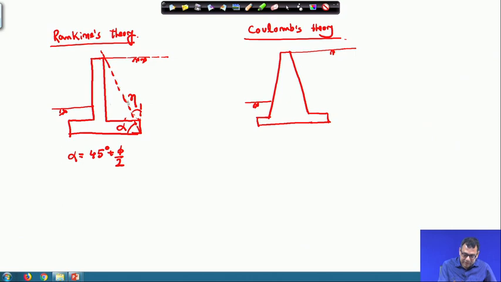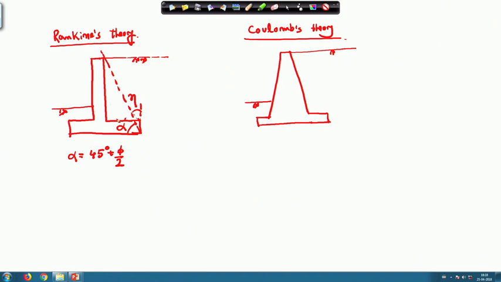So, this dotted line cannot pass through the stem of the wall, it will not pass through the wall. Okay. If it passes through the wall, then you cannot use the Rankine's theory, you have to go for the Coulomb's theory. Okay. That is the first condition for Rankine's theory design.